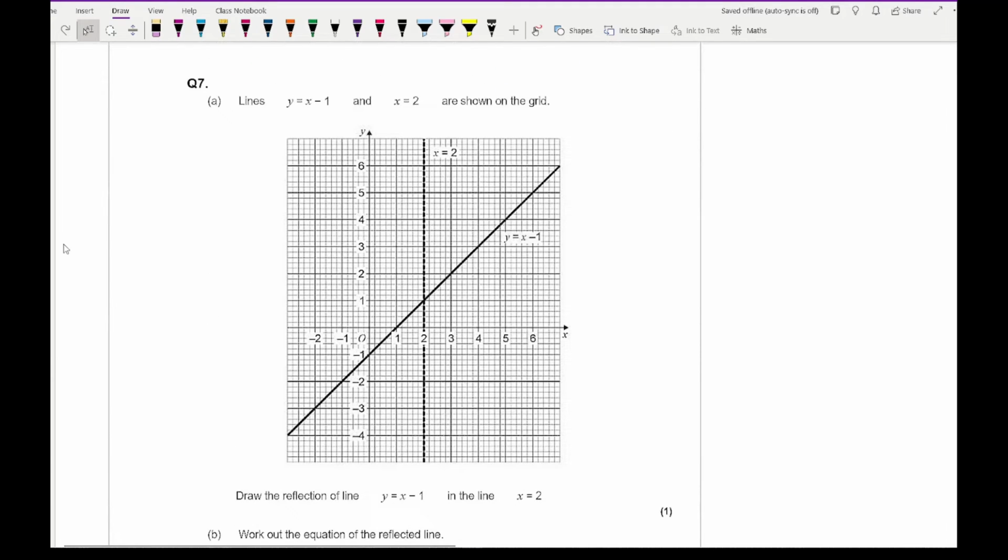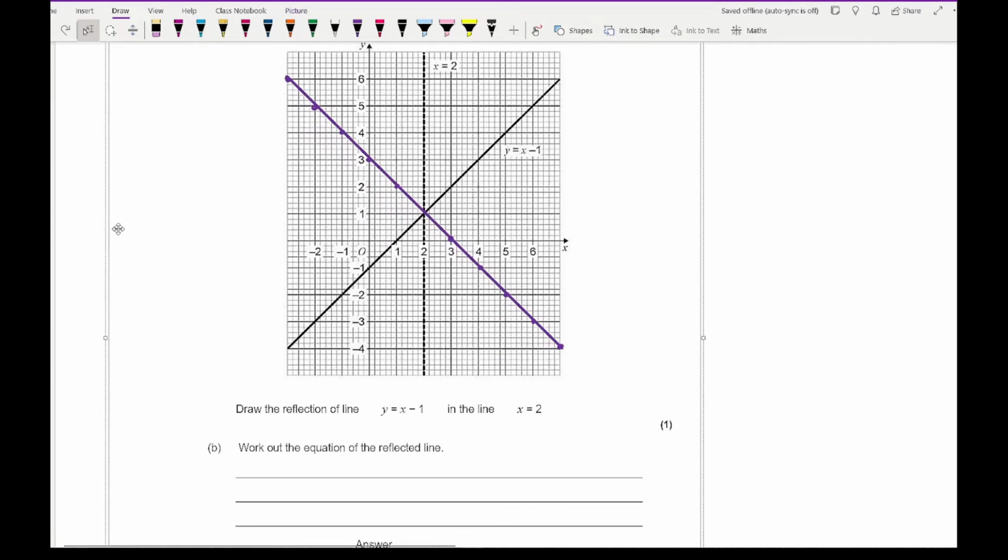Moving on to question 7, it says that lines y equals x minus 1 and x equals 2 are shown on the grid, and it says draw a reflection of the line y equals x minus 1 in the line x equals 2. So from this, I've just got to reflect it from this mirror line here, and if I plot those points like so, and then all I need to do with a ruler is join those points up. Now you don't need to mark all the points, just enough for you to join those points, and I would say that's pretty accurate as I can get on the computer.